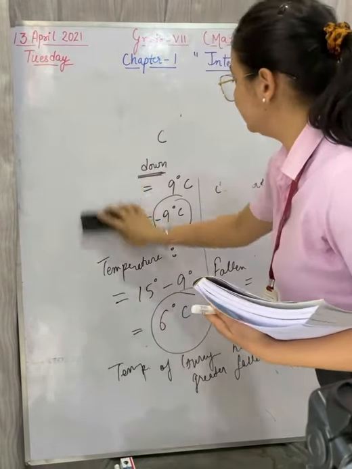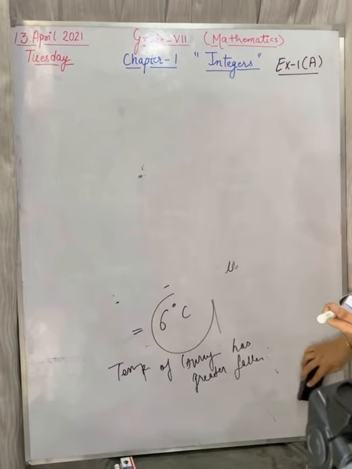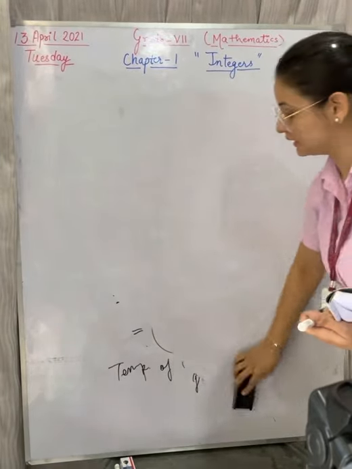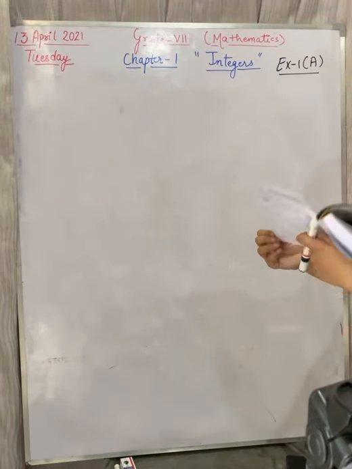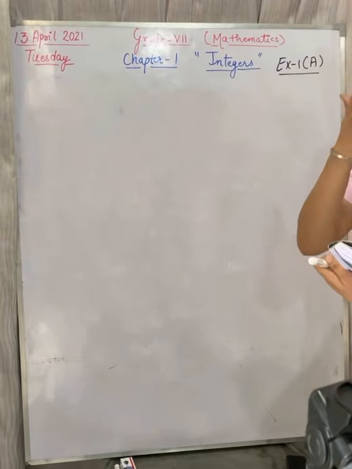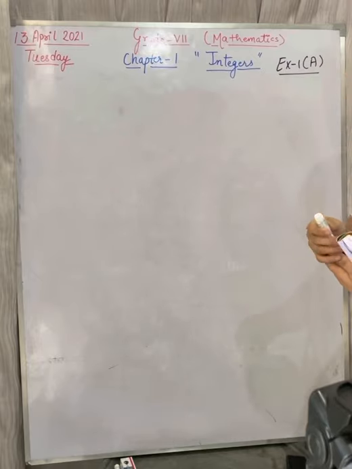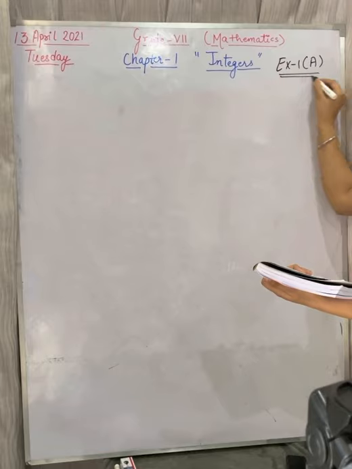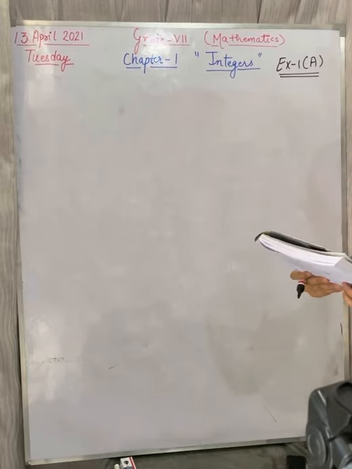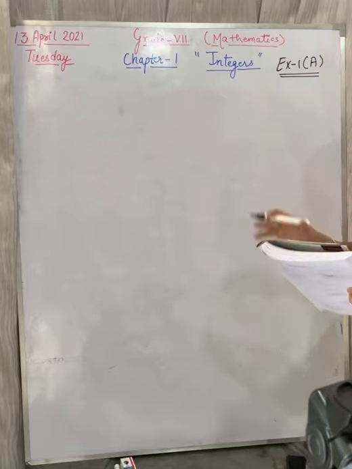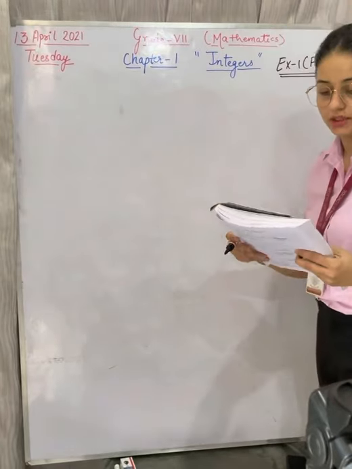Today your homework is to do questions 1 to 16, all questions in the fair notebook. If you have done up to 10 questions, the rest of the questions you have to note down in the fair notebook and practice. In the next class I'll ask you the concept of this exercise 1A. I'll call one by one by name and ask you what we have done in this question. What was the property of addition and subtraction?